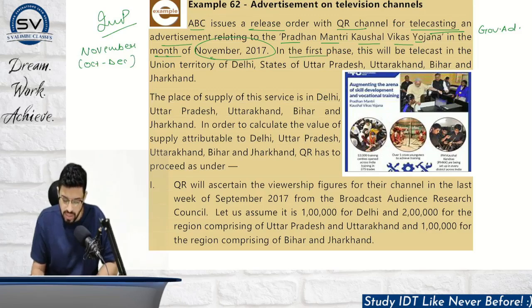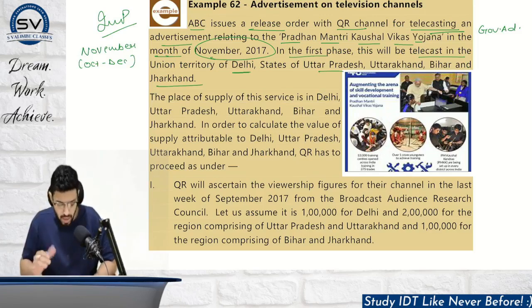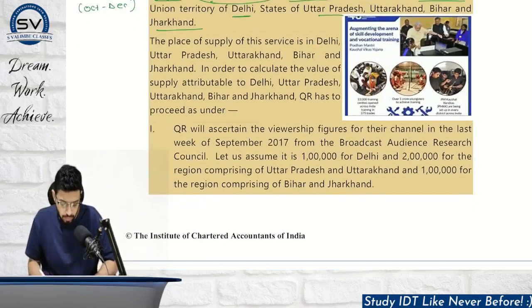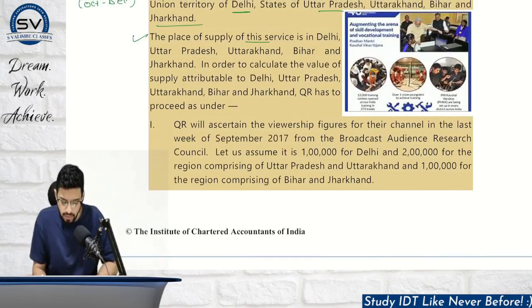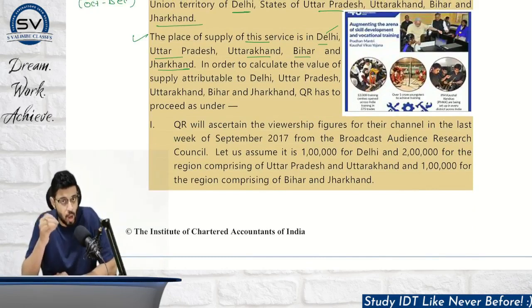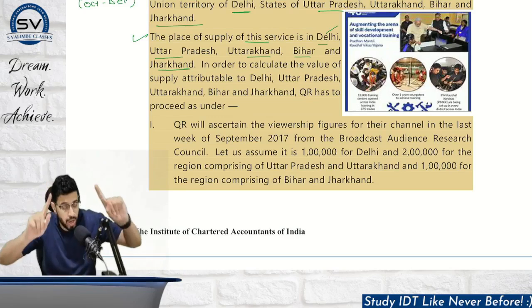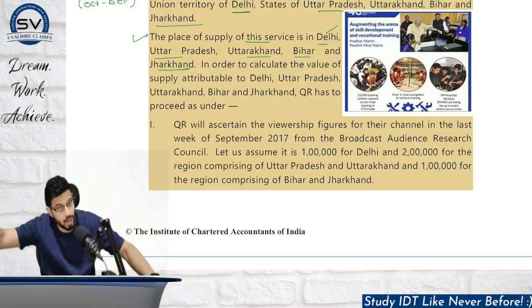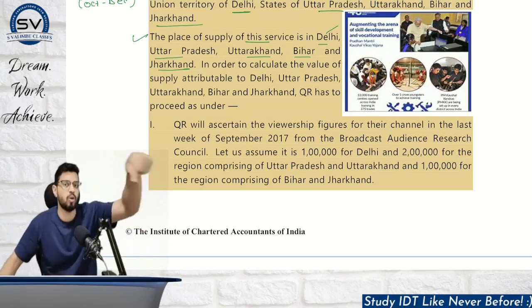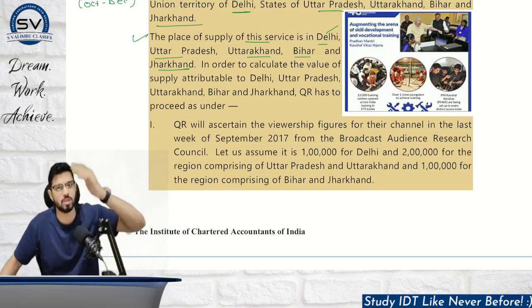In the first phase, this will be telecast in the union territories of Delhi, UP, Uttarakhand, Bihar and Jharkhand. These 4-5 states are covered, and now we have to determine the place of supply. The place of supply of this service shall be Delhi, UP, Uttarakhand, Bihar and Jharkhand. Obviously each of the states involved, but the question lies as to how will be the bifurcation. The first priority for bifurcation is as per the contract or arrangement. If that is silent, we have to apply rule number 3, what we talked about, on the basis of viewership.